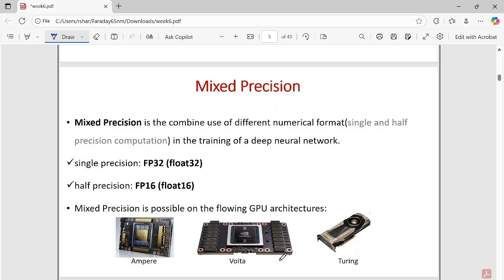We consider the GPU architectures which facilitate mixed precision use. The first one is Ampere, whose GPU architecture uses mixed precision, and next is Volta, for fine tuning architecture and mixed precision, and also Turing. These support mixed precision.